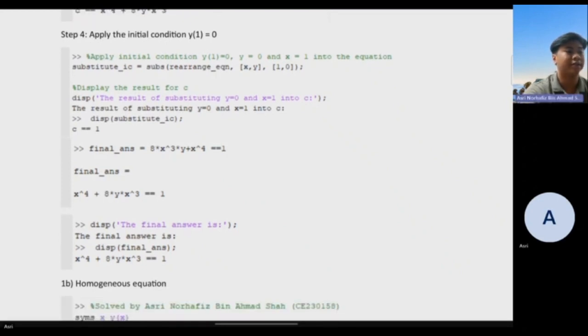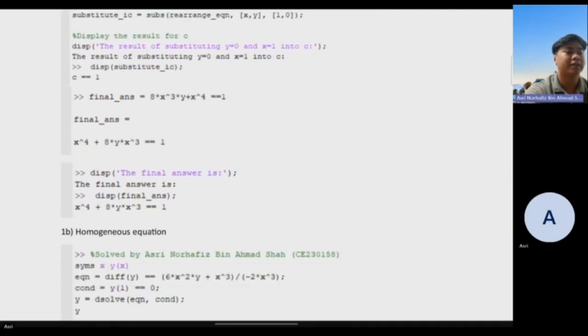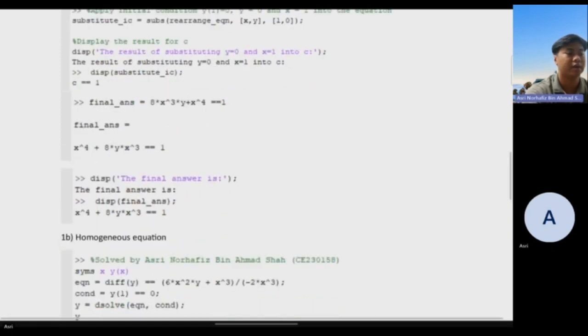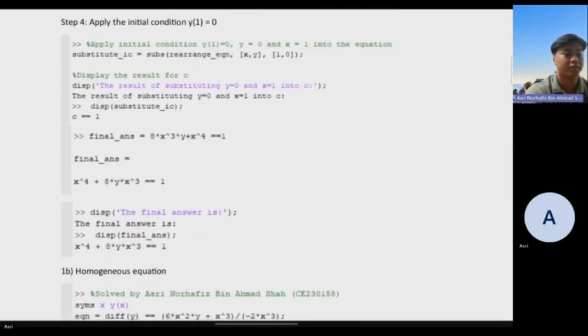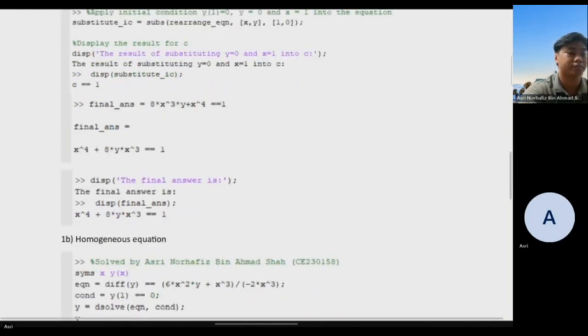So the final answer is x⁴ plus 8yx³ equals 1. So it is proven that the linear equation result is the same as the manual calculation.